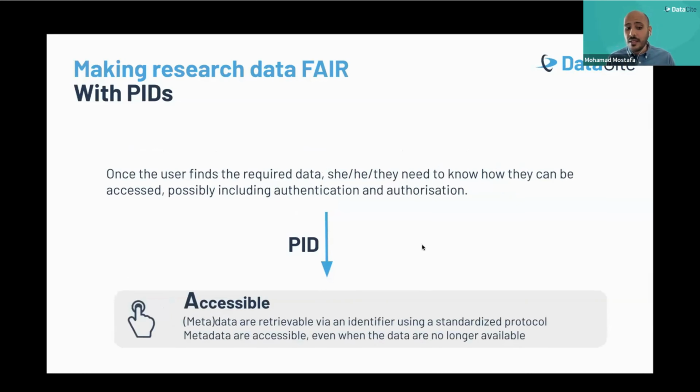The second principle is accessibility. So once the user or the researcher finds the required data, they would need to know how they can access and start using this data.